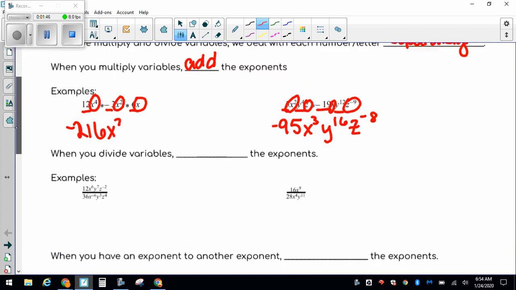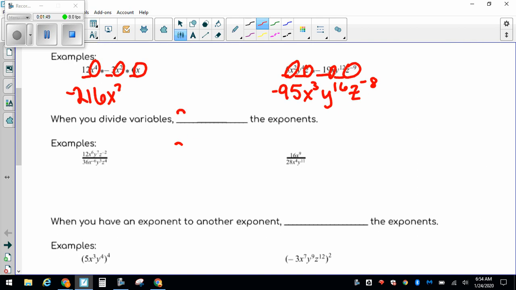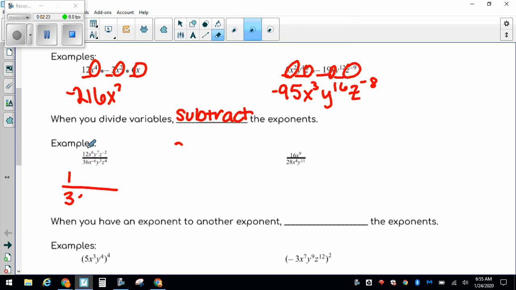When we divide with exponents, we're going to subtract the exponents. So over here, let's start with the fraction 12 over 36. Remember, we're reducing fractions. What are they both divisible by? 12 and 36 are both divisible by 12. So 12 divided by 12 gives us 1, and 36 divided by 12 gives us 3. That's just doing greatest common factors, right? Divide by whatever the greatest common factor is.